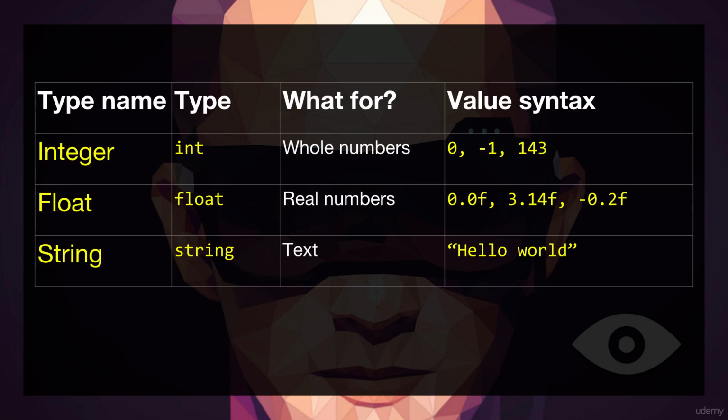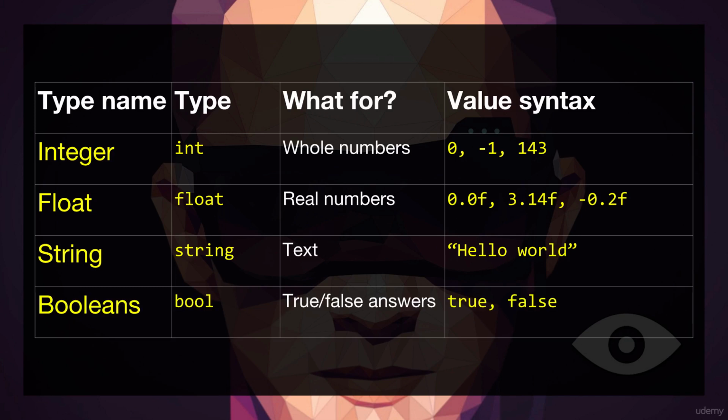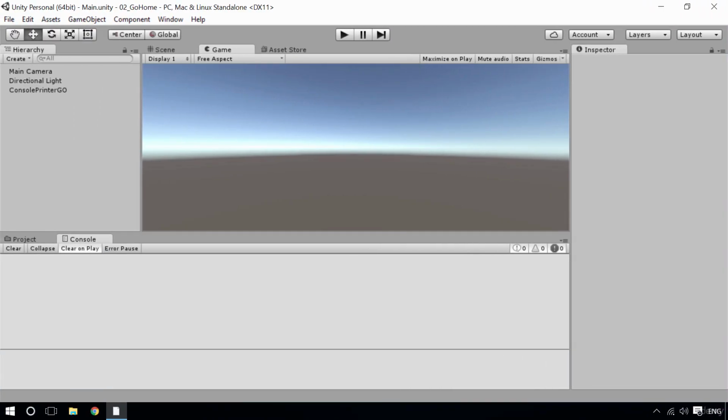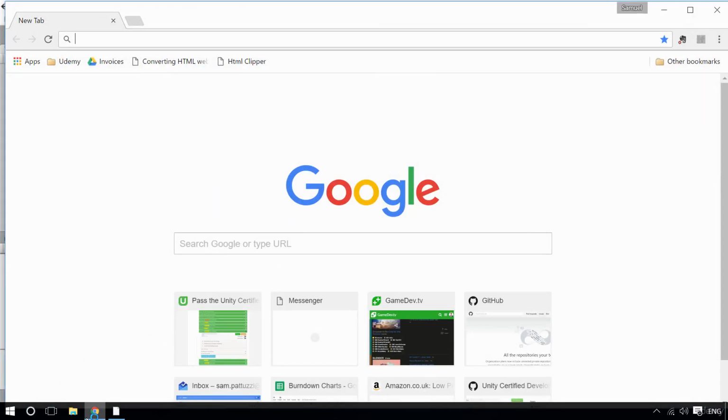So to do this, we need a new type, a type that's known as a Boolean. A Boolean basically allows us to have true-false questions. As you can see here, we've got the abbreviation bool, but most importantly, it's for true-false answers, and the two values it can have are only true and false. So let's have a look at this. How does this variable actually look?